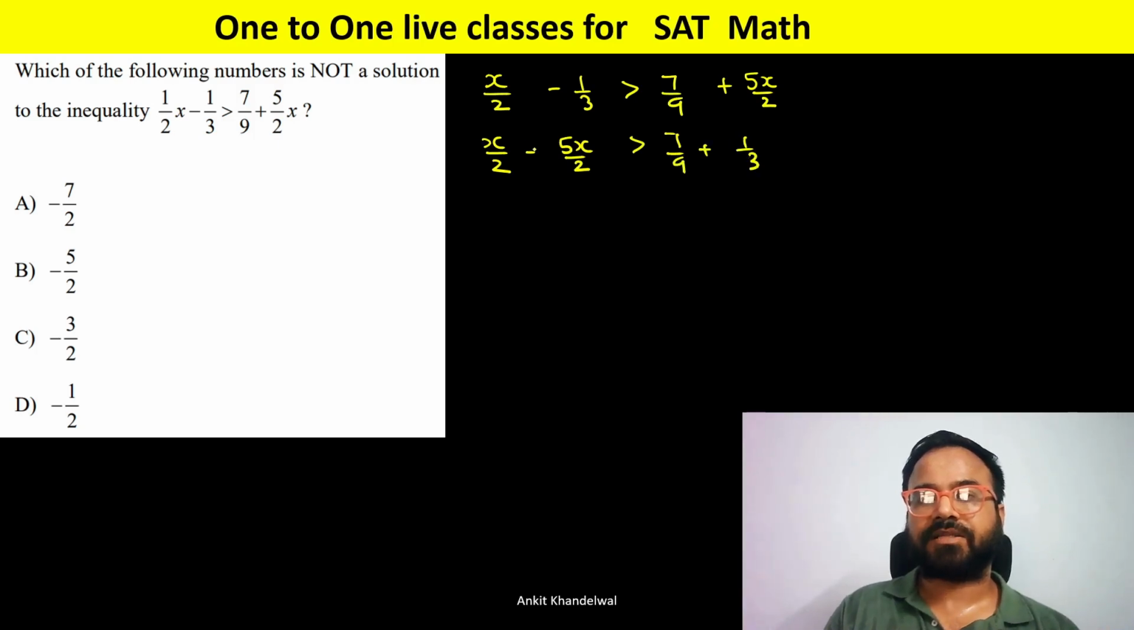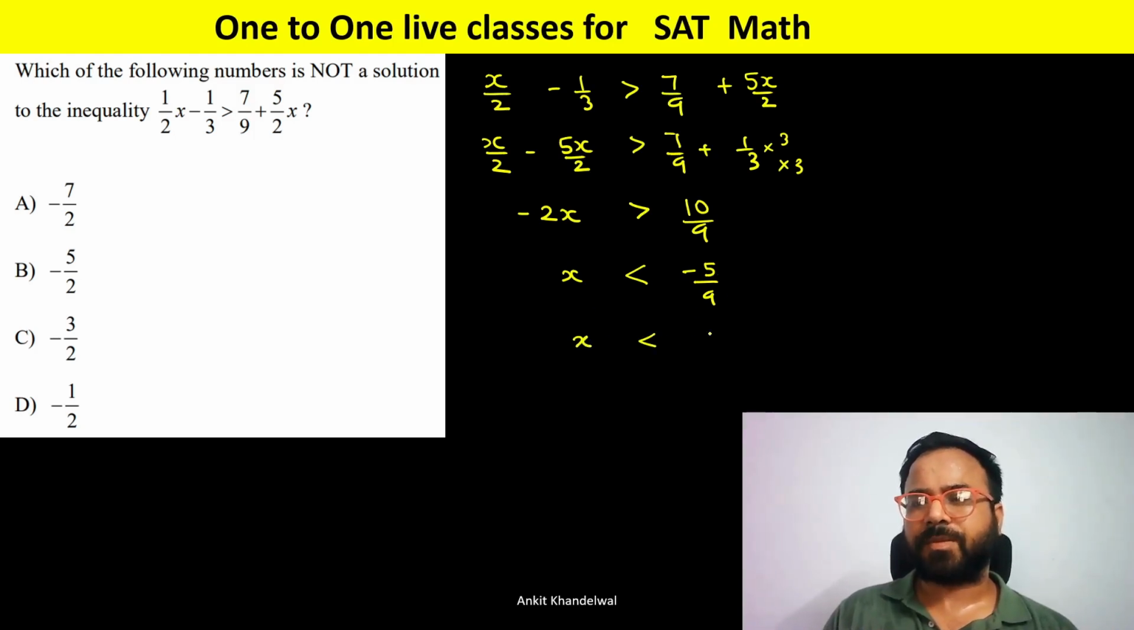If you subtract this one, it is minus 4x by 2, that is minus 2x, greater than, we can multiply 1 by 3 by 3 to make the denominator the same, 3 by 9. So 7 plus 3, it's 10 by 9. Now we will divide by minus 2 on both sides. When we divide by minus 2, it will become minus 5 by 9, but the sign of inequality gets reversed. Now x is less than minus 5 by 9. This value is approximately equal to how much? Somewhere around 0.55 we can say.